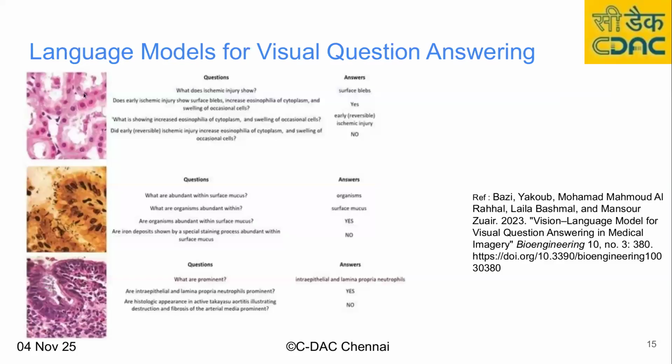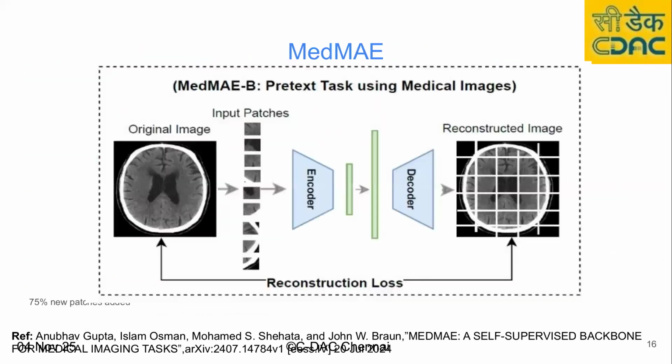And even for histopathological images, there are language models for visual question answering being developed. If a question is related to your microscopic cell image, then the AI models right now can answer them, whether it is a yes or no question, a sentence question, or a two word question. Models are being developed for that.